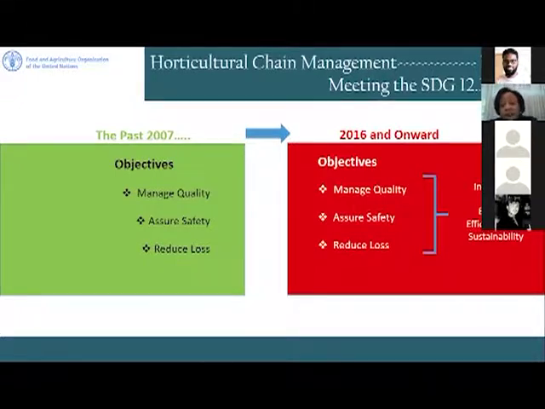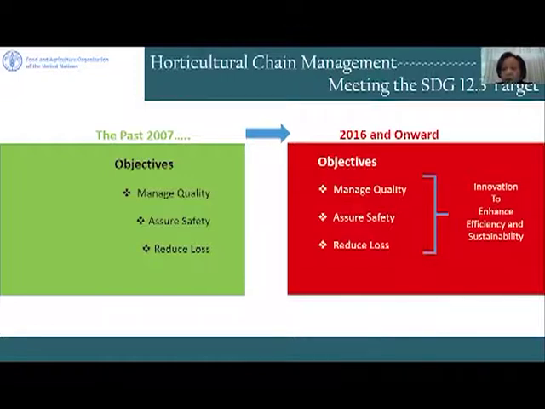Where are we now with these publications? They were produced somewhere between 2007 and 2009. We are now in the process of updating them because, as you can see on the screen, fundamental issues remain the same. The objectives are to manage quality, assure safety, and reduce loss. But of course, we have to align our work with the Sustainable Development Goals. And this is what we are doing as we go into our work in the field. So a lot of what we are doing now is focused on innovations, technological, but also organizational and business approaches, to enhance the efficiency and sustainability in the value chains in which we work.